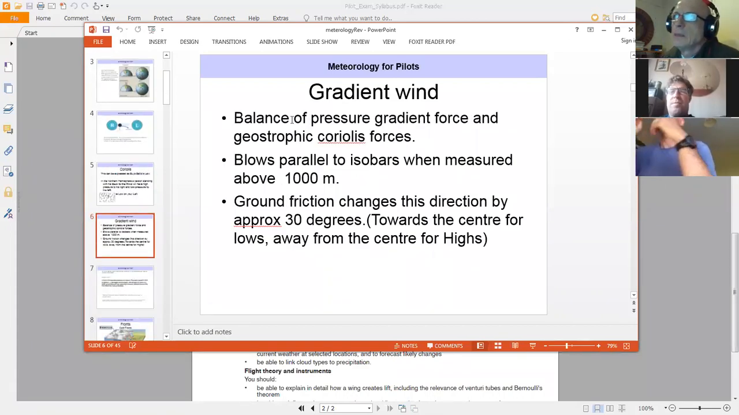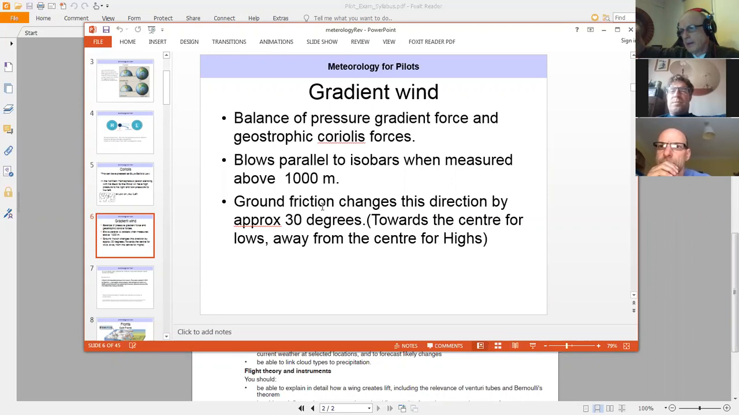Okay. So gradient wind. Again, this is the basic idea. Wind flows from high pressure to low pressure. When it talks about isobars on here, it's talking about on a synoptic chart. When you're above 1,000 meters, away from ground effect, wind will blow parallel to isobars. As you get closer to the ground, ground friction will change the direction of the wind.